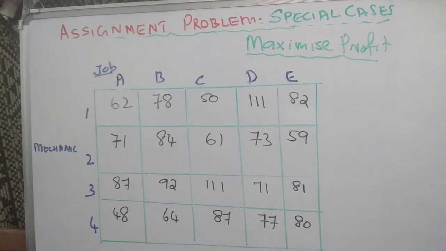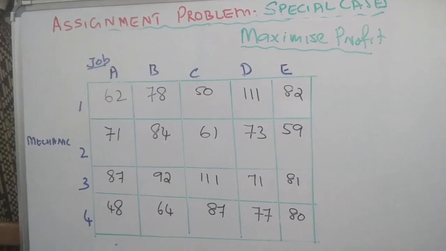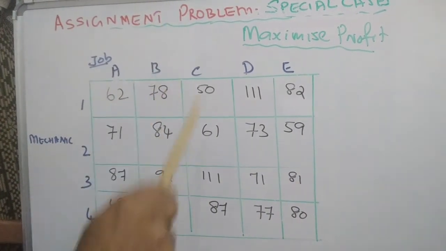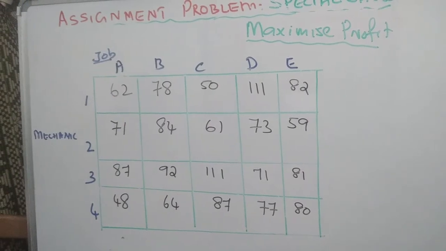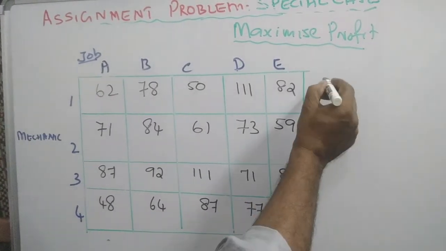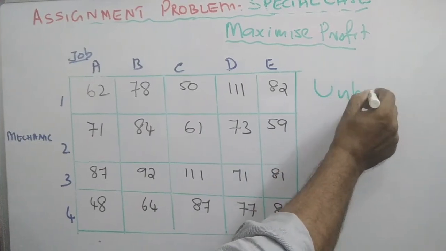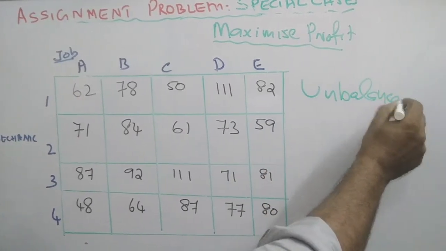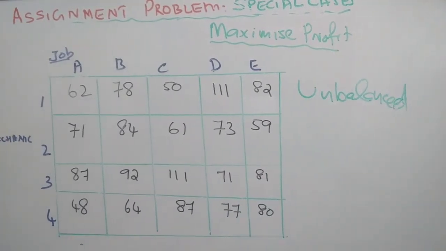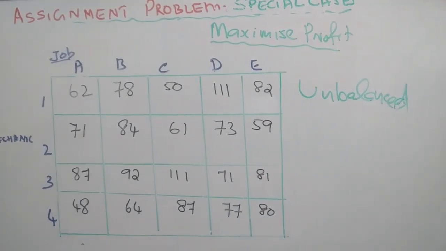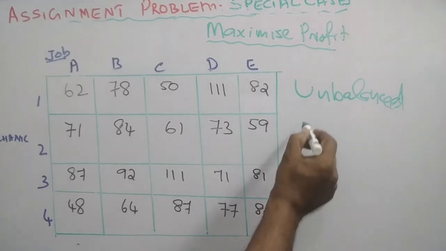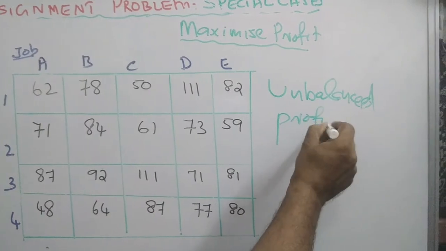It is unbalanced. Number of rows: 1, 2, 3, 4. Columns: 1, 2, 3, 4, 5. This is a problem of unbalanced one. Maximization of profit. It is unbalanced. Why it is unbalanced? Number of rows and number of columns are different, not equal. What about the second component? It is maximization of profit.